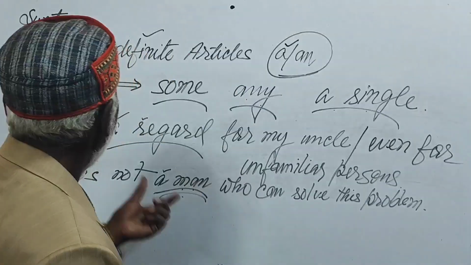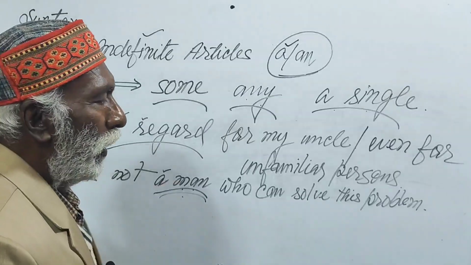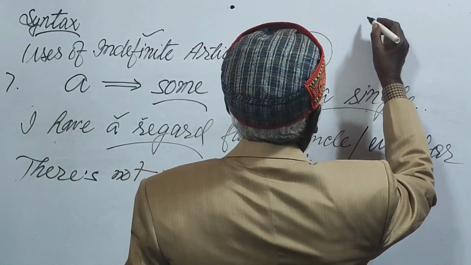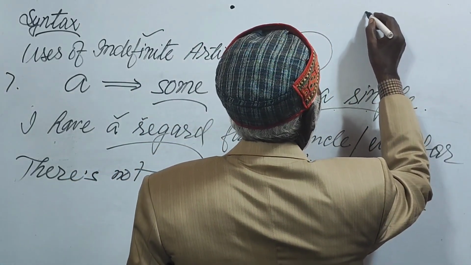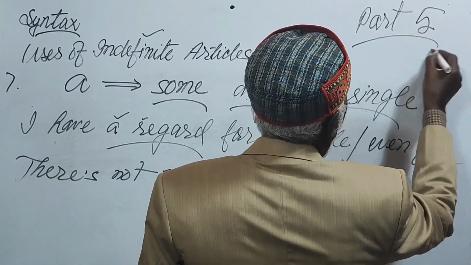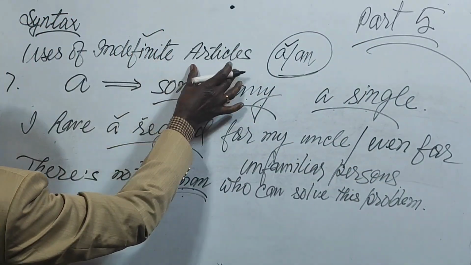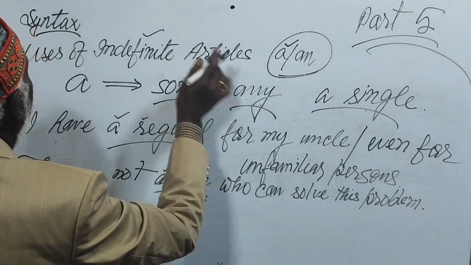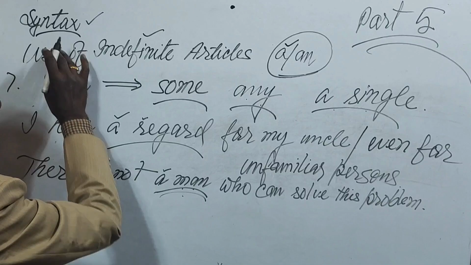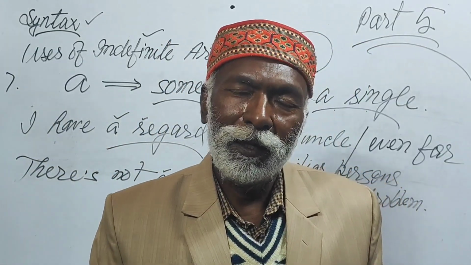Now, dear, in this way article has been used. Okay, dear. Next part of this video, you will enjoy. This is your part 5: uses of indefinite articles, under the header topic syntax. Okay, dear. Wish you all the best and brightest. Thanks a lot.